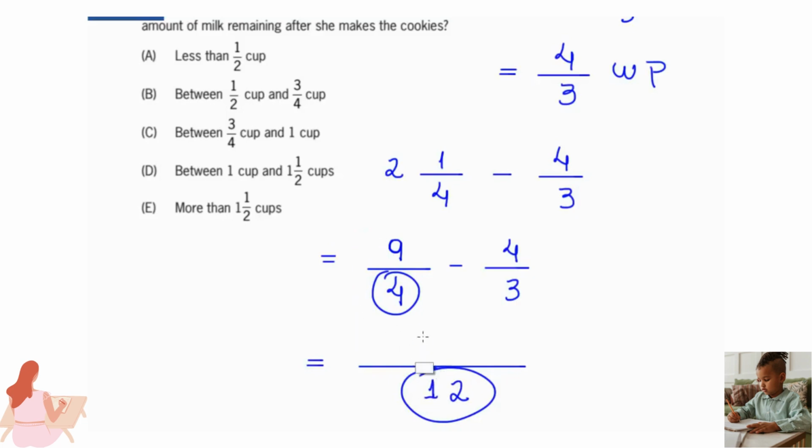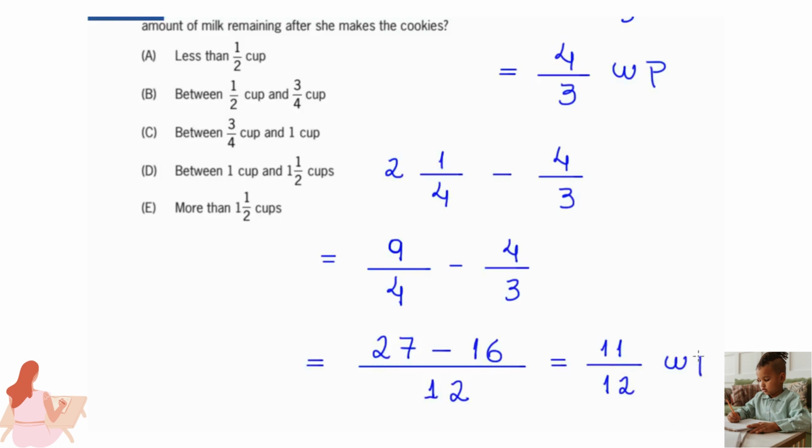So 12 divided by 4 is 3. 3 times 9 is 27. And 12 divided by 3 is 4. 4 times 4 is 16. So the result, the remaining amount of milk, is 11 divided by 12 cups of milk.